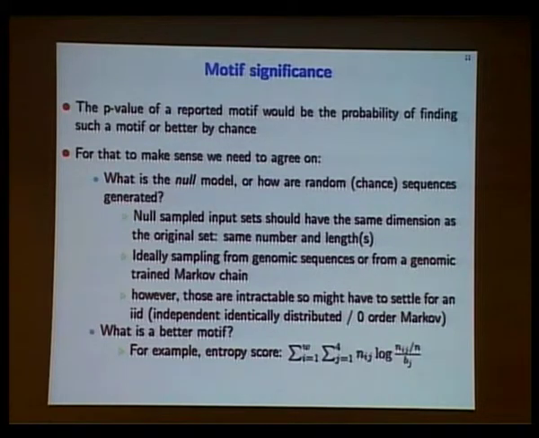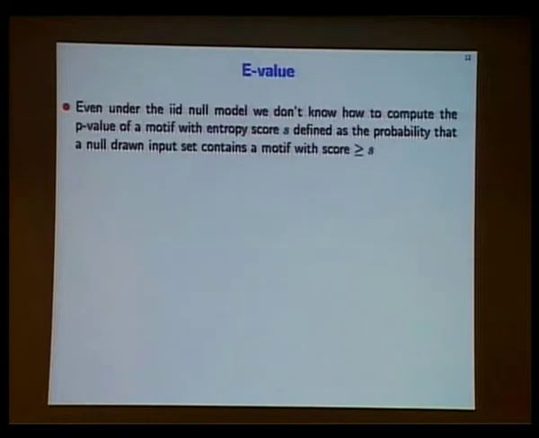And we talked about the fact that ideally in this context what I would like to compute is the p-value: the probability of finding such a motif, or such an alignment, or better, and by better I mean one that has an entropy score as great as the one I see or higher. The null model is that the DNA sequences are independently generated, each one according to the background model.